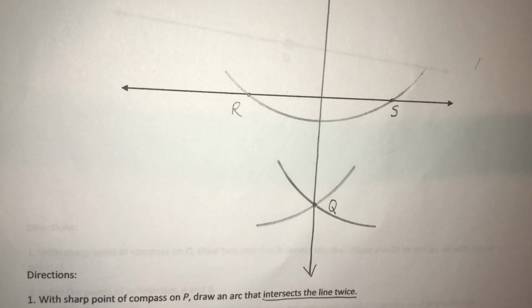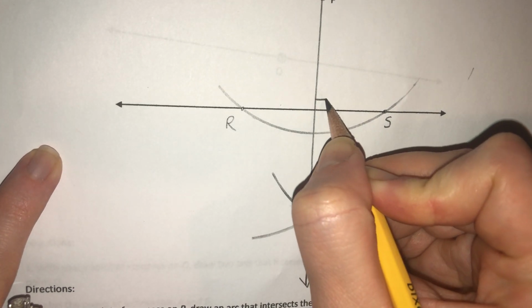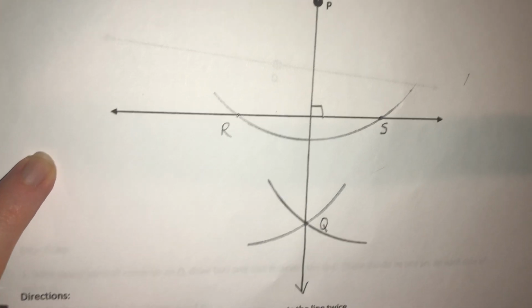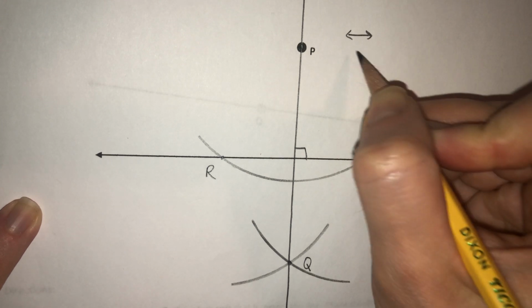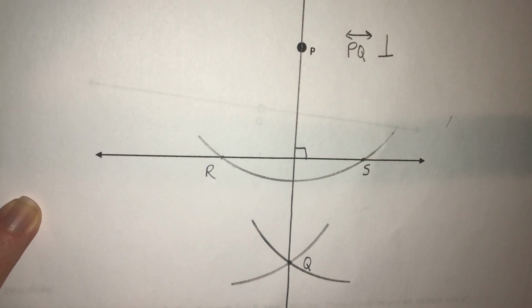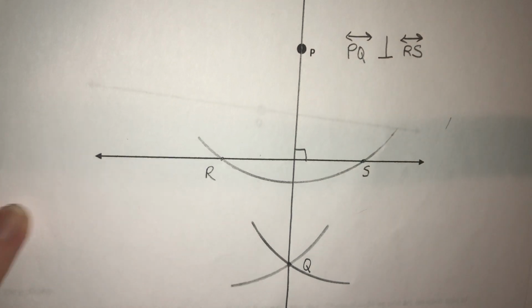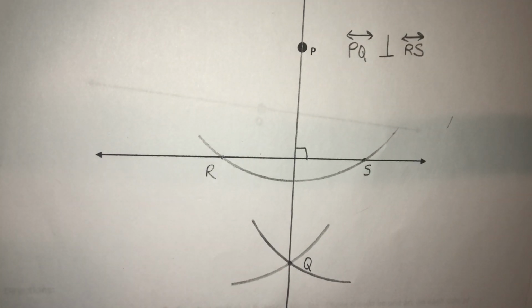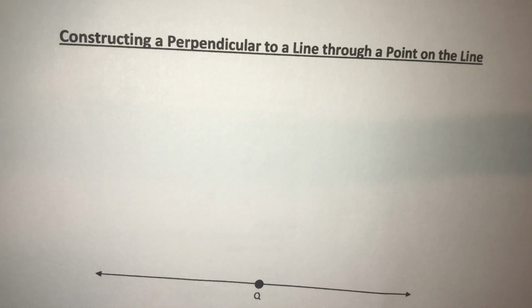And how do I show that these are perpendicular? Do you remember the symbols that we use? We draw a little 90-degree angle box, and we can say line PQ, upside down capital T means is perpendicular to line RS. There we go.